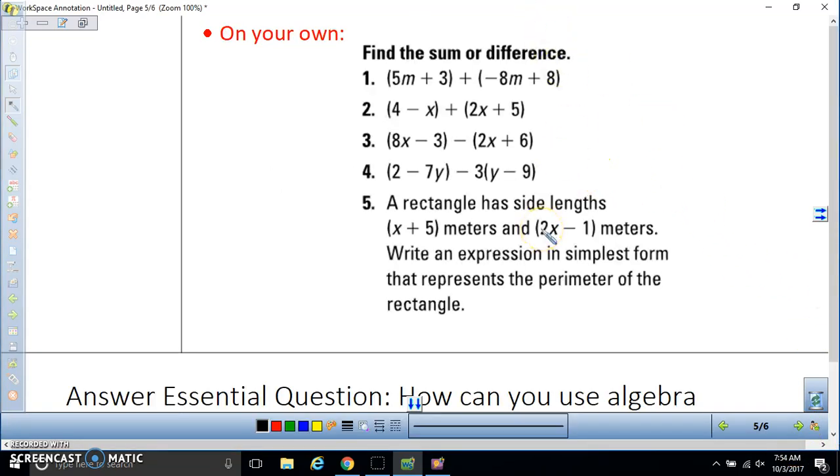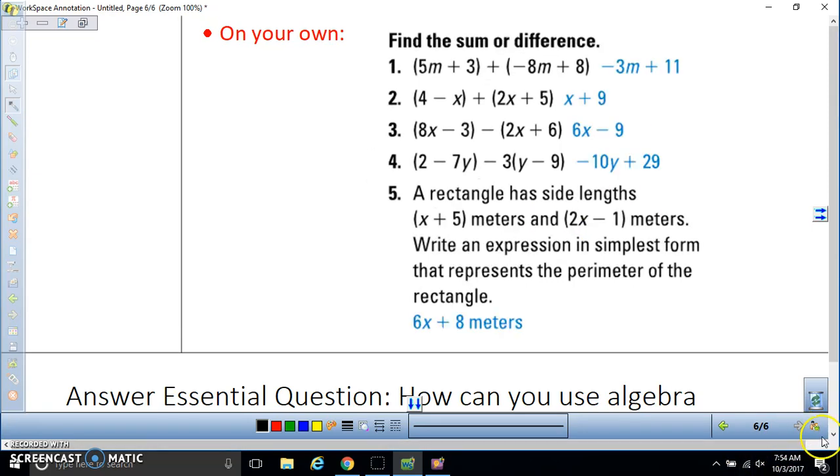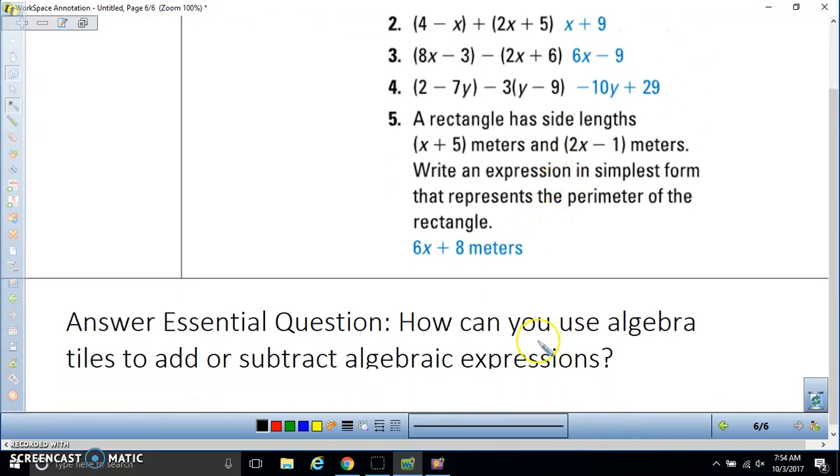When you're ready to check your answers, please resume. Here's what you should have gotten. I should see algebra tiles and or you should be highlighting. I should see that kind of work on your notes, okay? Algebra tiles or highlighters, okay? Go ahead and answer the essential question and take that checkpoint.